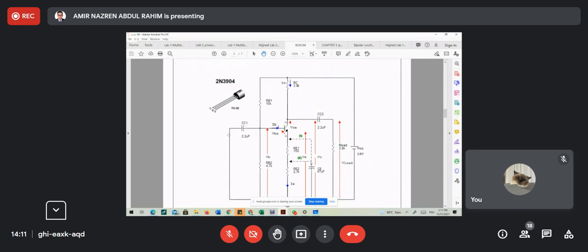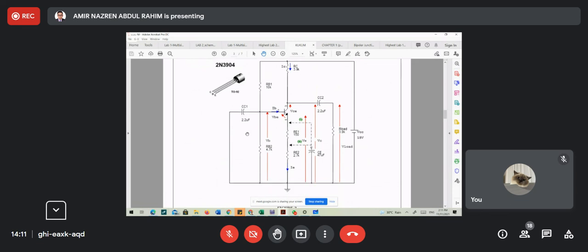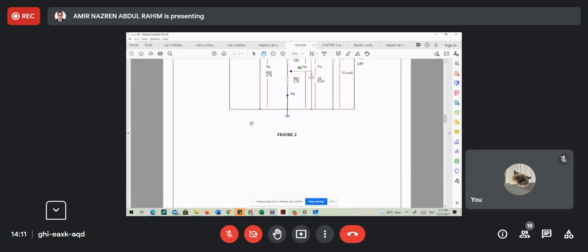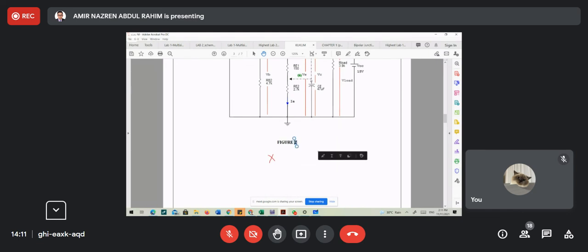So why do we open circuit the coupling capacitor? The reason is, if you see the formula for the resistance of a capacitor, we can analyze it as Xc. The resistance of a capacitor is equal to 1 over 2 pi f C.